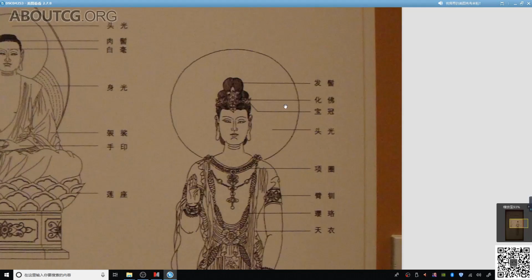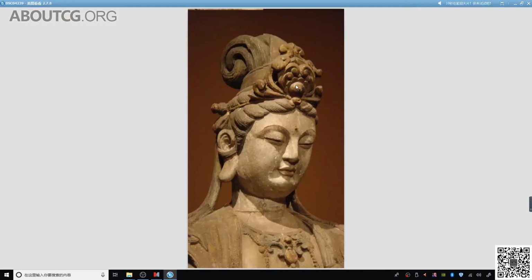The second is this headpiece known as huafo. What does huafo refer to? Let's have a look at this image. Everyone will get it. Painting Buddha is just this.